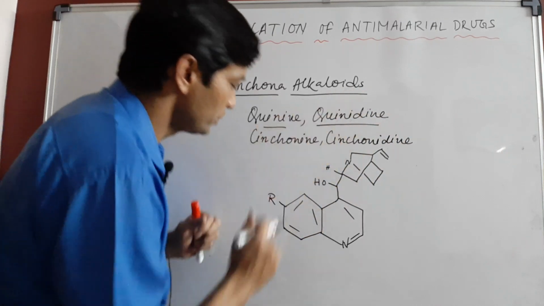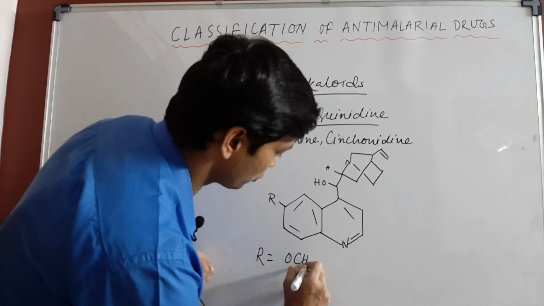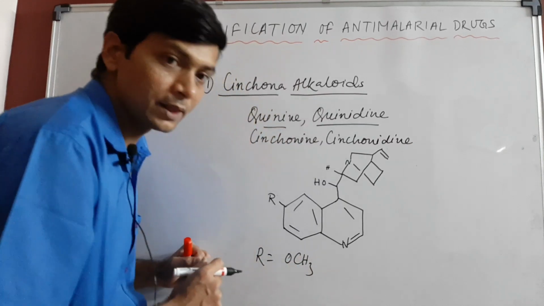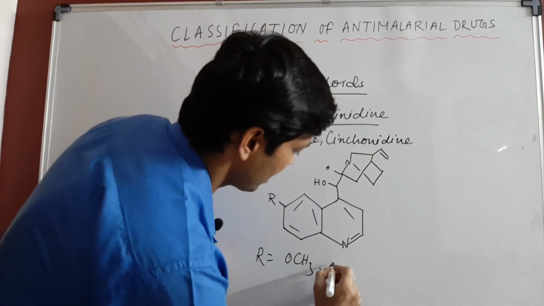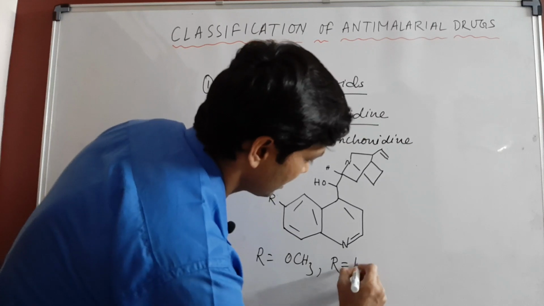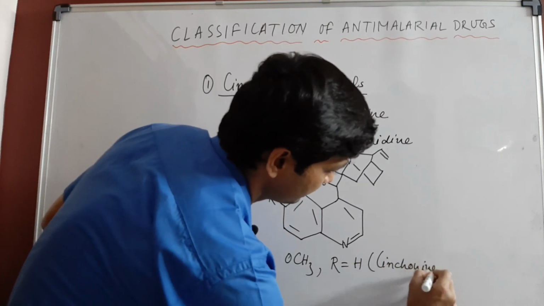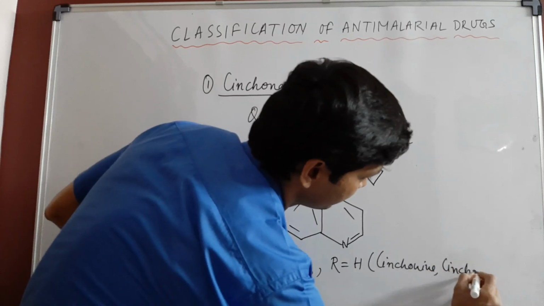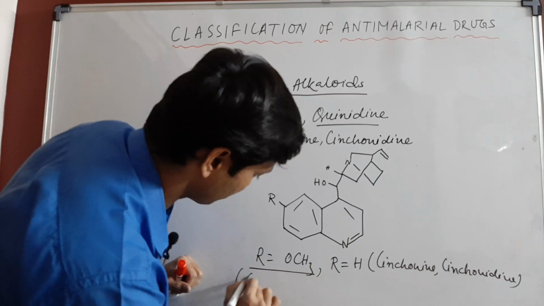For quinine and quinidine, this R is a methoxy group, whereas for cinchonine and cinchonidine, R is hydrogen. That is cinchonine, cinchonidine, and this R is OCH3, that is for quinine.